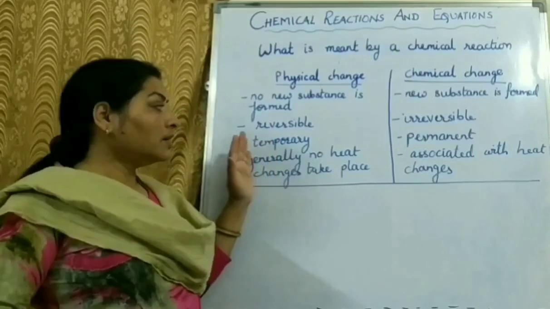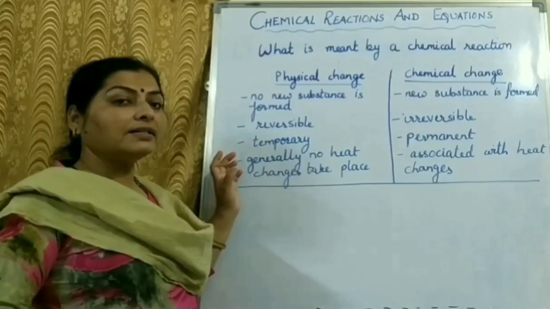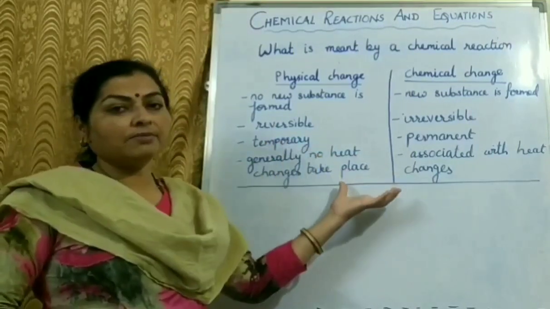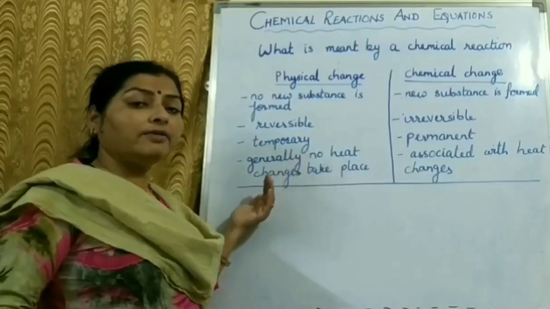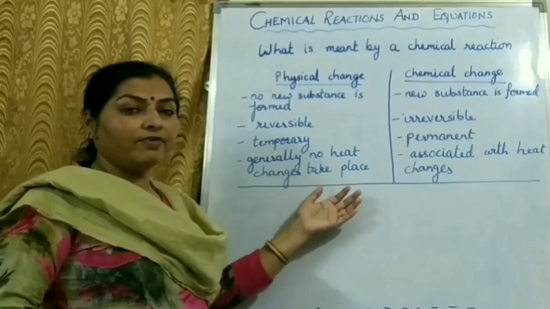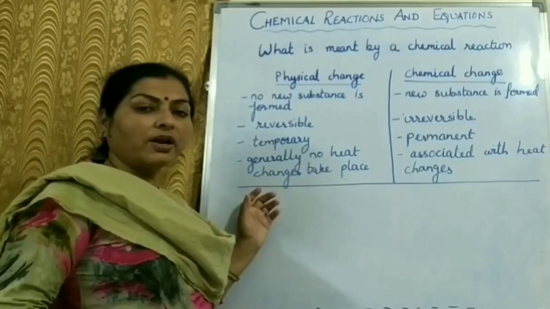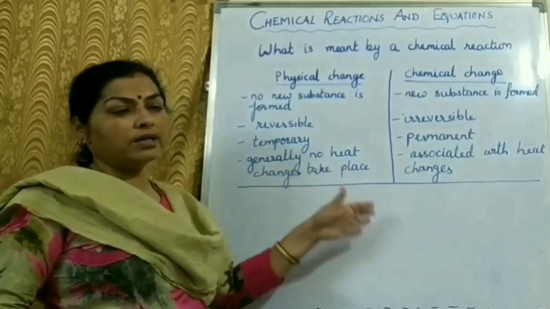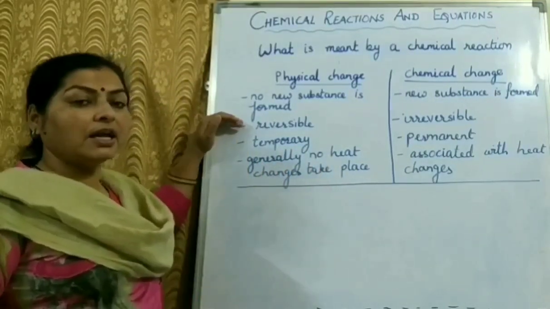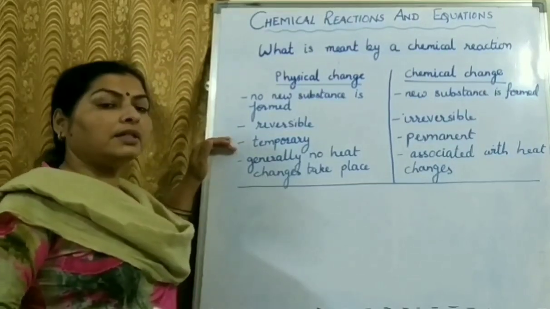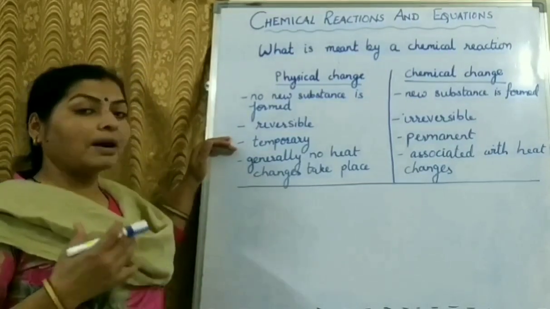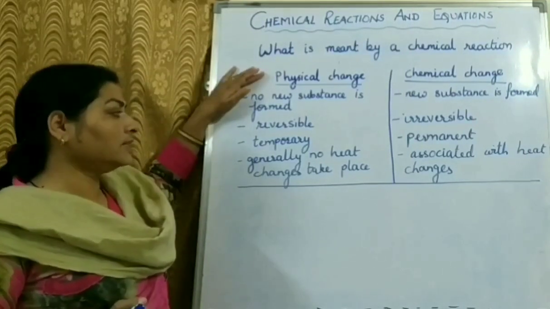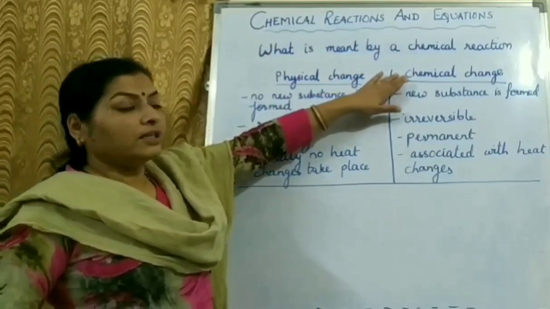For example, melting of ice. Melting of ice is a physical change. Why? Because if you melt ice, it becomes water. Again, water you can convert back to ice. Water, that is liquid form of H2O, and ice is the solid form. So as many number of times you can keep on interchanging ice into water, water into ice, it means it is a reversible change. And it is a temporary change, means there will be no change in its constitution, its composition, and so we can say that no new substance is formed in a physical change. On the other hand, in a chemical change, a new substance is formed.